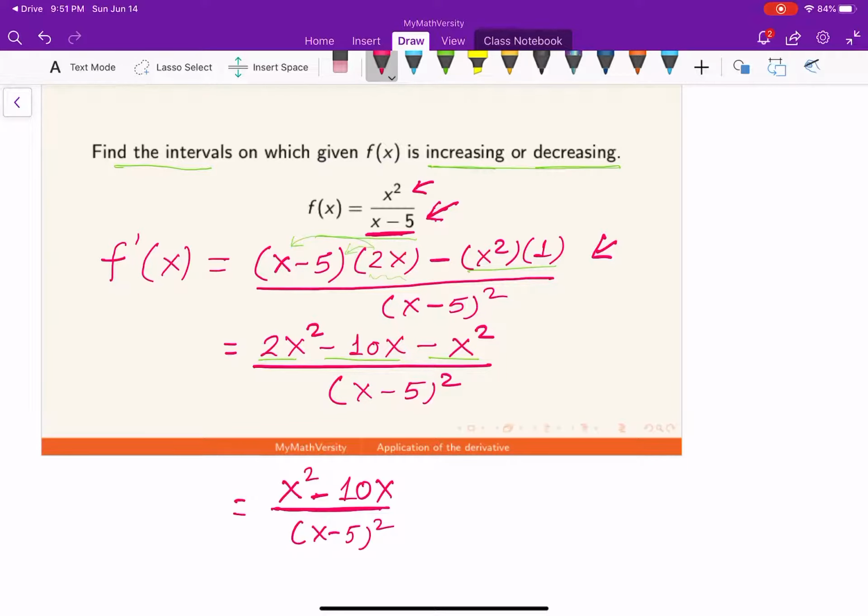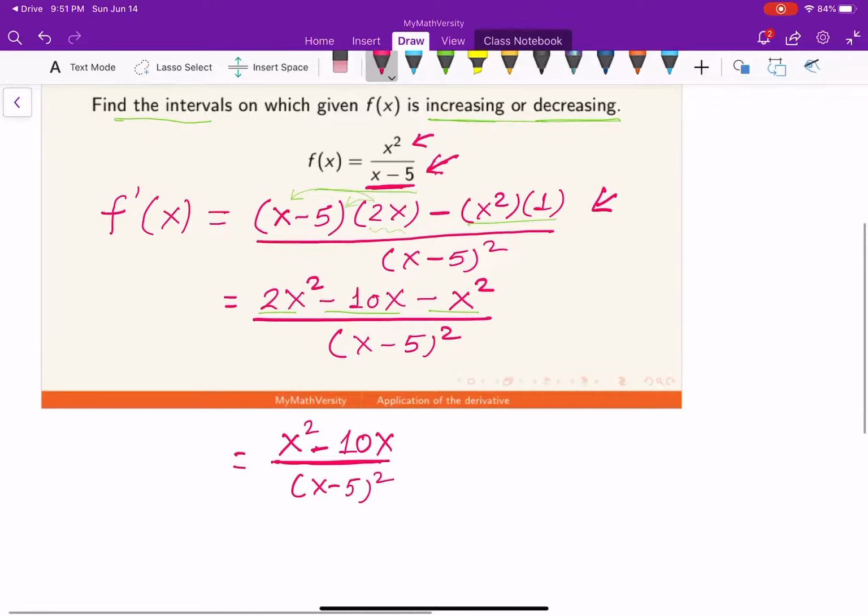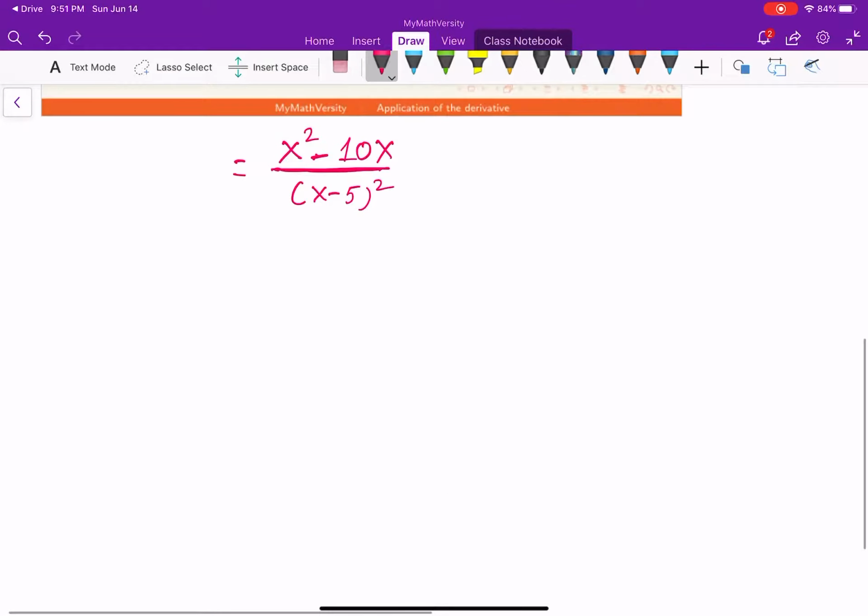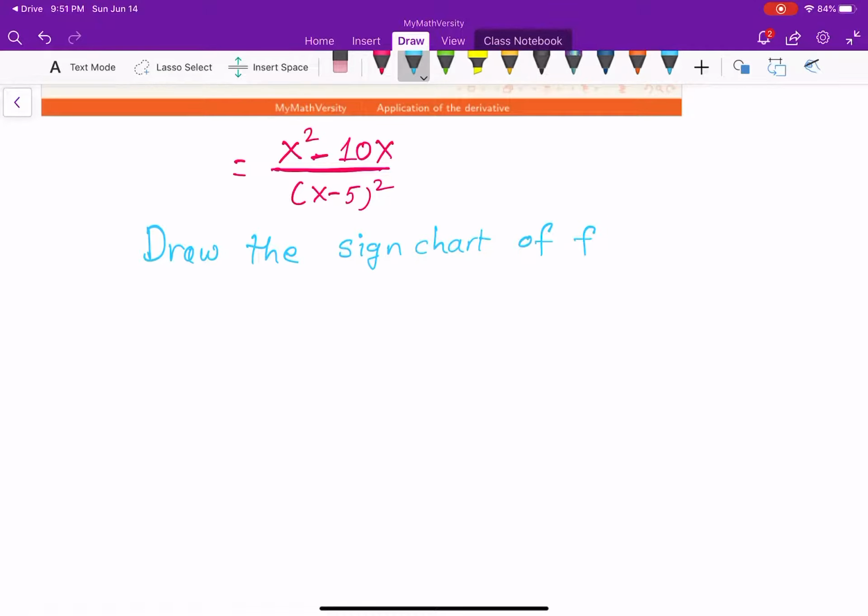So let's now look into the next step, which is to check the sign of the derivative. There are a couple of ways to check where the derivative is positive or negative, but we are going to use here the sign chart of f prime. So let's try to draw the sign chart of f prime. Our next goal is to draw the sign chart of f prime. So that's what we want to do. How can we do that?